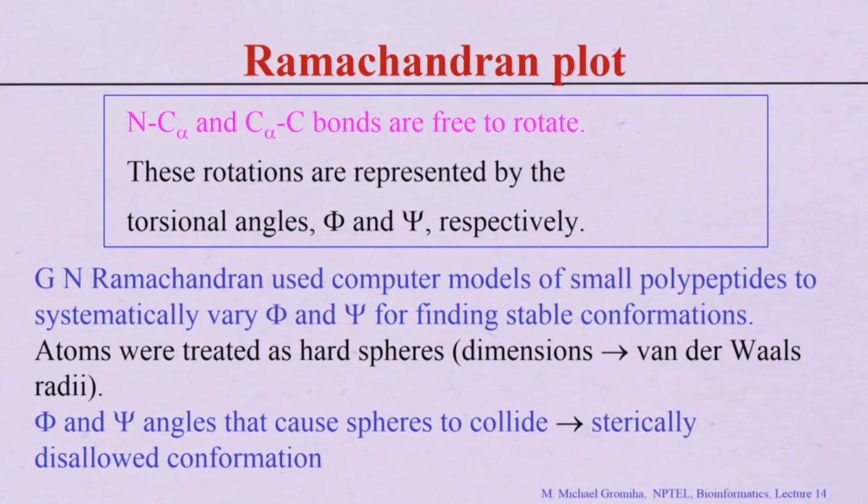As we discussed, these are the two bonds which are free to rotate. These rotating angles are called phi and psi. JNR used computational models, and based on the collisions he determined the allowed and disallowed regions, based on steric interactions.